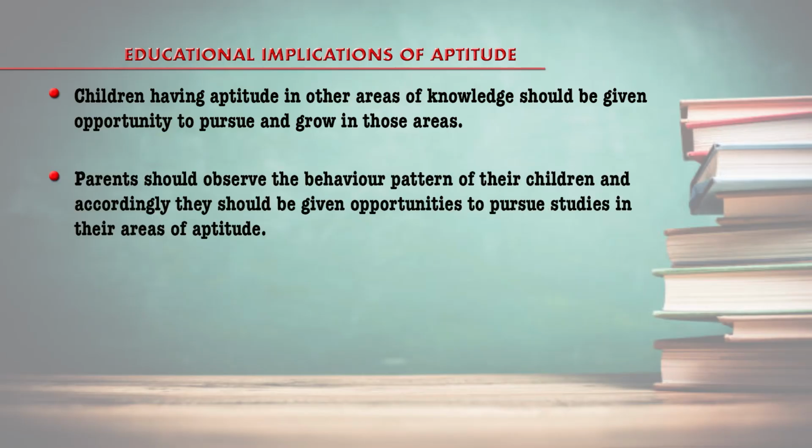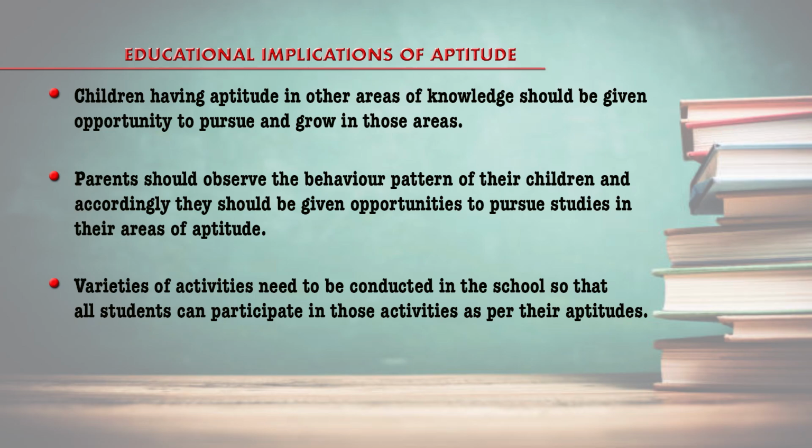That's why, as a teacher, you have to understand your child, understand what the different other areas are, and which children have interest in them. Then accordingly you have to provide them opportunity. Further, parents should observe the behavior pattern of their children, and accordingly they should be given opportunities to pursue studies in their areas of aptitude and particular interest.